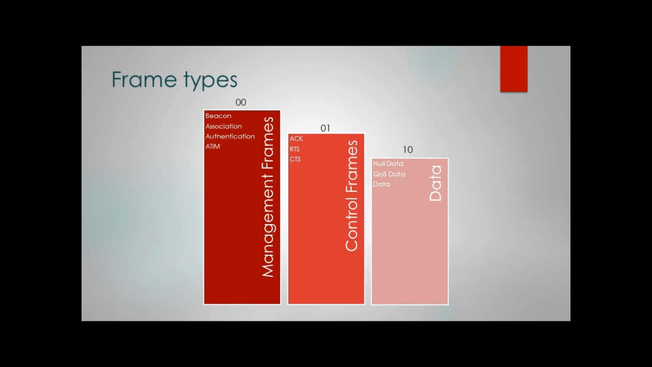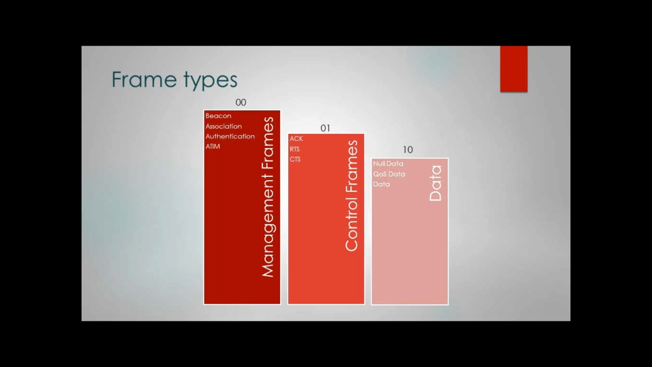The most famous frames are shown in the slides: beacon, association, authentication, and others. For control frames, we have acknowledge, RTS, CTS, and for data, we have simple data, QoS data, and null data. Every one of these has a specific function. It's not my intention to discuss them here, but it's important to share that we have three types of frames: management, control, and data.